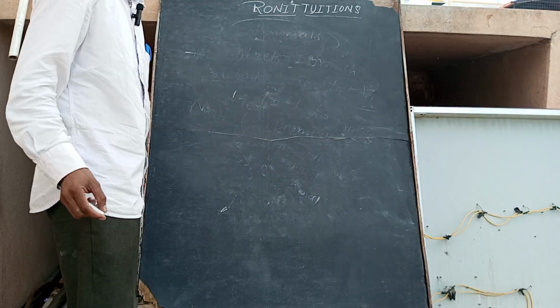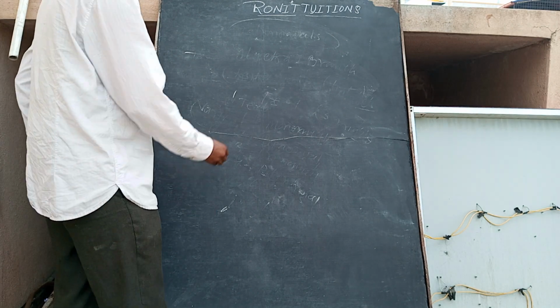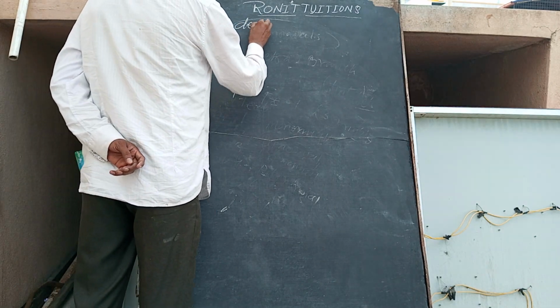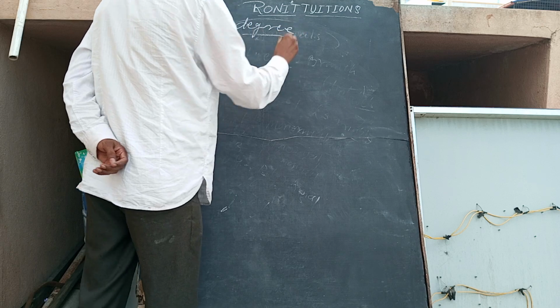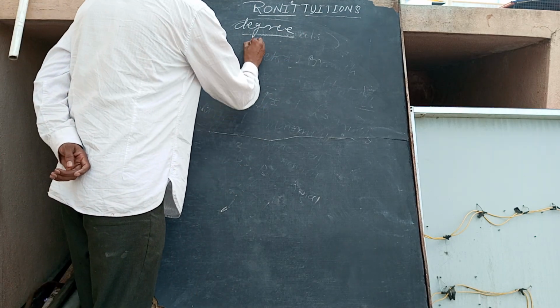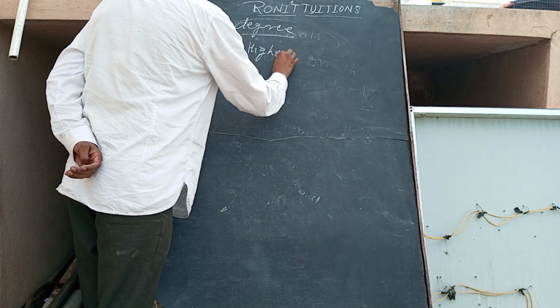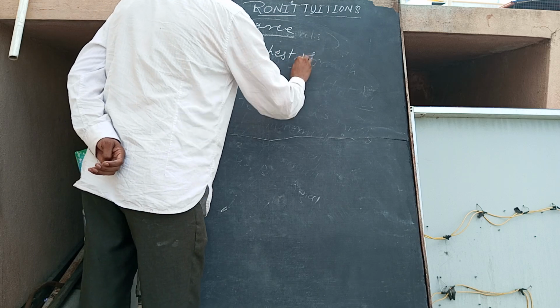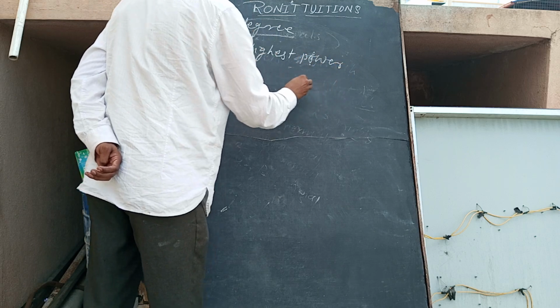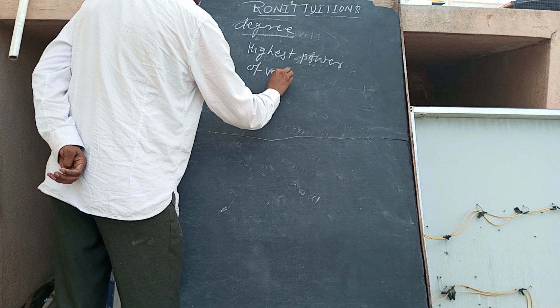I hope you read in previous classes how to find that. Another word that comes is degree. What is degree? Degree means the highest power of the variable. The highest power of the variable is known as the degree.